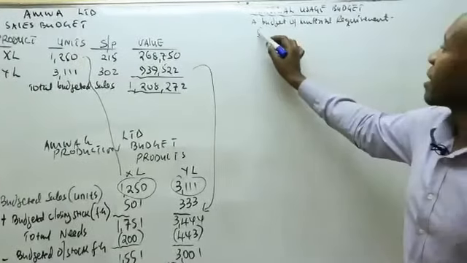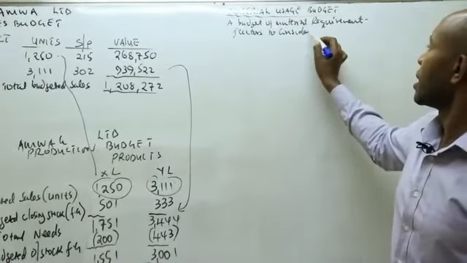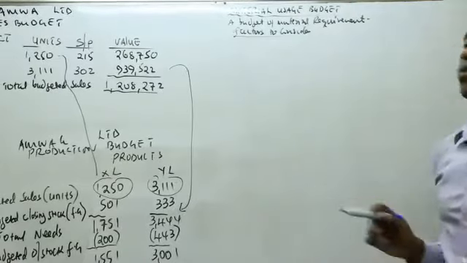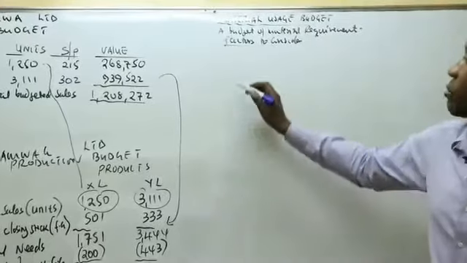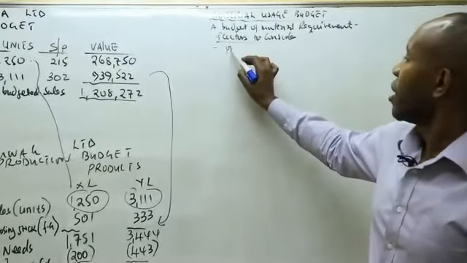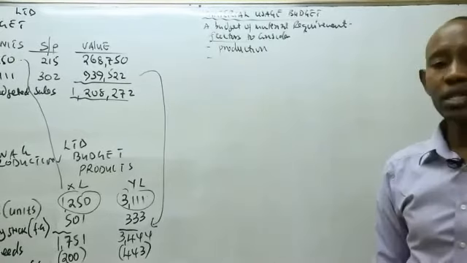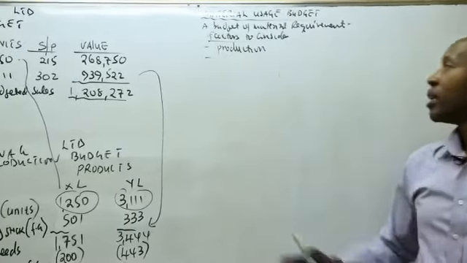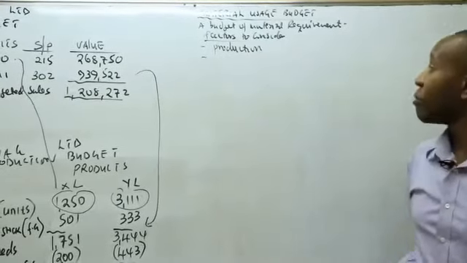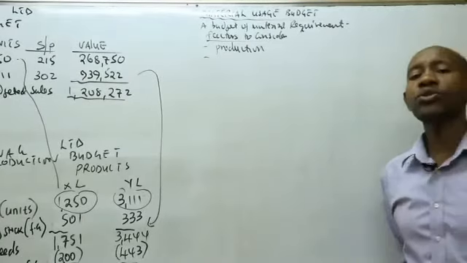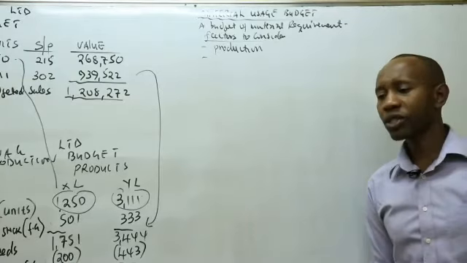Now, what factors do you want to consider when writing this budget? Number one, of course, you say production or units to be produced, because the units that you are producing will determine what kind and even how much of material you are going to use. So you want to consider the production units.